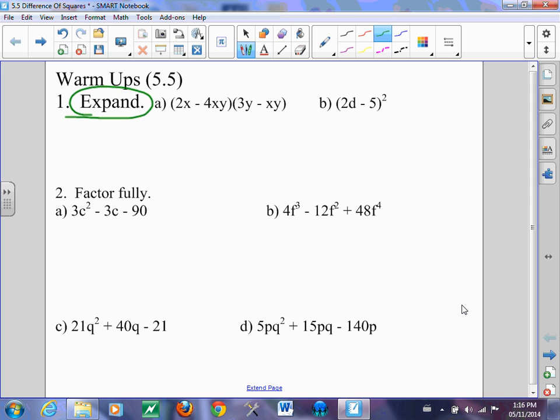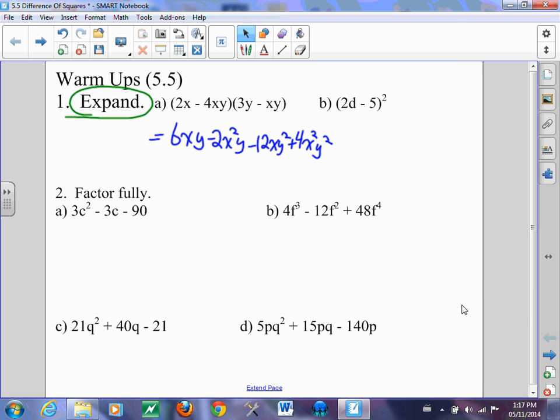Okay, welcome back, class, and hopefully you had a good chance to get your warm-ups going here. First example is FOIL: first, outside, inside, last. So you should have here 6xy minus 2x squared y minus 12xy squared plus 4x squared y squared. All right, that's the first one.